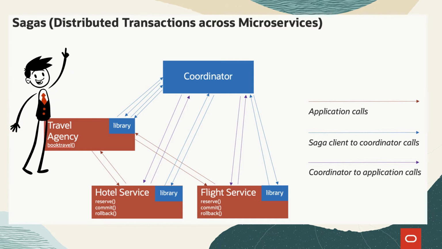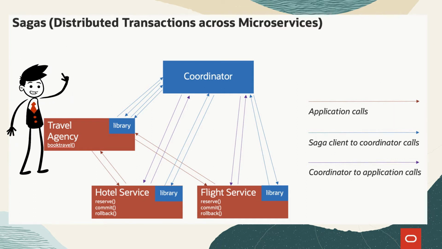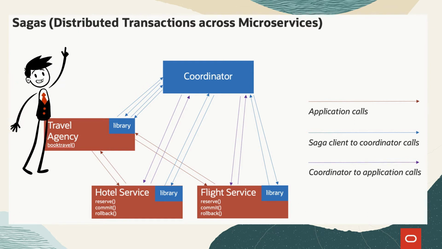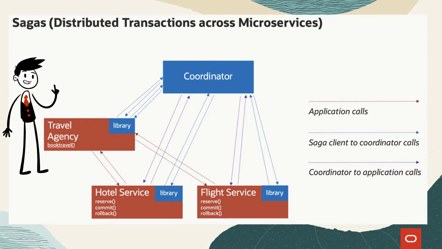This is how the distributed transactions across microservices would look. The travel agency, hotel service, and flight service will all have their own library. The red lines show the application calls, the blue lines show the Saga client to coordinator calls, and the purple line shows the coordinator to application calls.